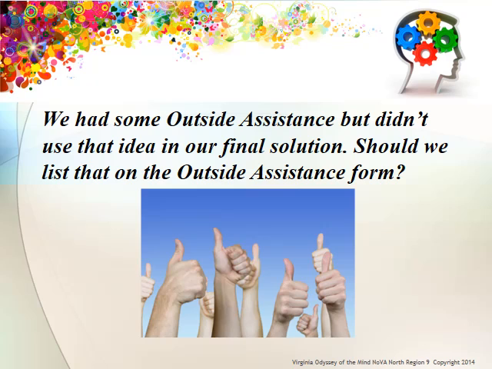We had some outside assistance, but didn't use that idea in our final solution. Should we list that on the outside assistance form? No, you only need to list outside assistance that's actually in the performance that is presented to the judges on tournament day. If you recognize that you've received outside assistance and redo your solution so it includes only your own ideas and work, you should be proud of yourself. There's no reason to report that to the judging team.